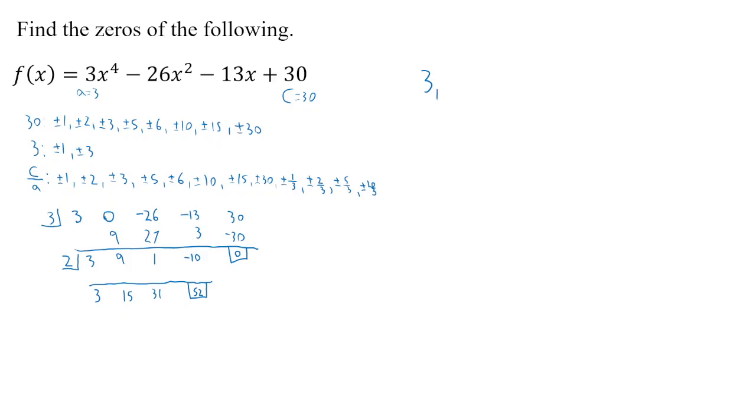So now, we're going to try negative 2. Bring down your 3. Negative 2 times 3 is negative 6. 9 plus negative 6 is 3. Negative 2 times 3 is negative 6. 1 plus negative 6 is negative 5. Negative 2 times negative 5 is 10. Negative 10 plus 10 is 0. So negative 2 is an actual 0.